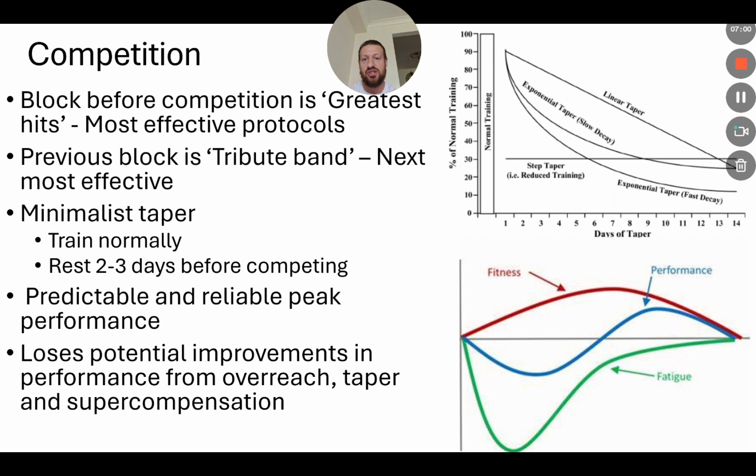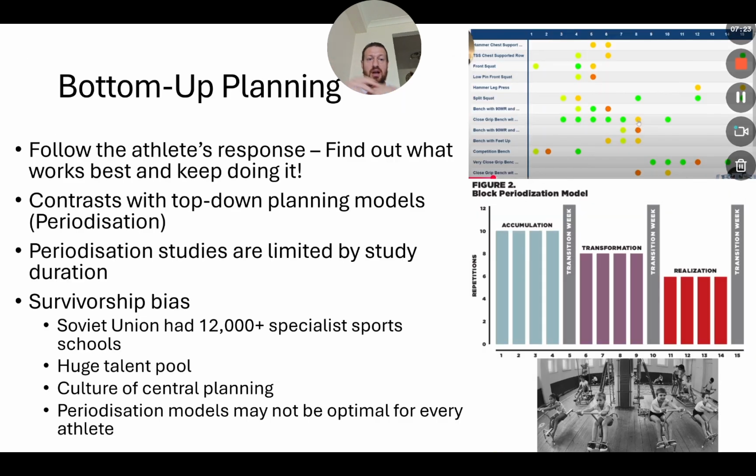Basically you're just going to train normally and take maybe 2 or 3 days rest before competition. The reason being is that this method predicts peak performance at a certain point. So technically we don't need to do anything different, but it does lose out on any potential advantages from overreaching, tapering and supercompensation.